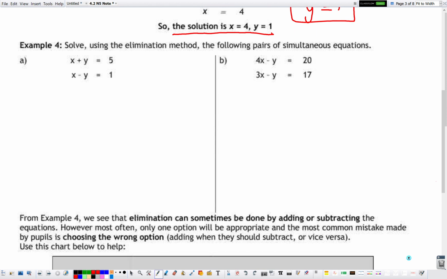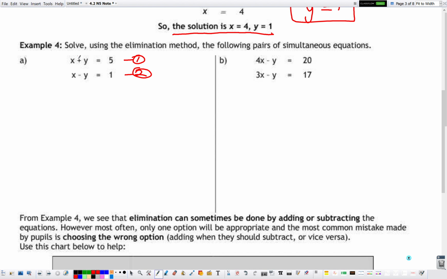Okay, so let's try example 4 now. So we've got two equations and they've already been rearranged for us this time, so the x and the y are both on the left in each one, so that's one thing we don't have to worry about. We've got x plus y equals 5, that's going to be equation 1. And we've got x minus y equals 1, that's going to be equation 2. So always label them 1 and 2. You'll see later on why it's very, very important to do this, to label your equations.